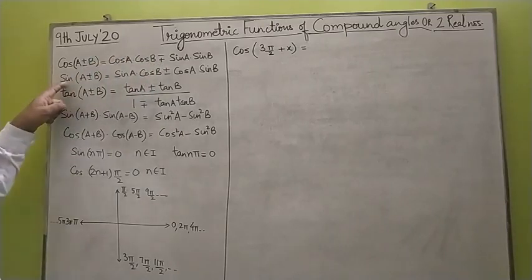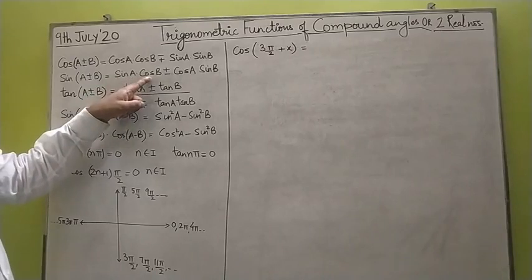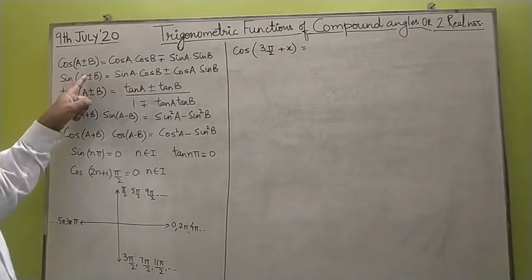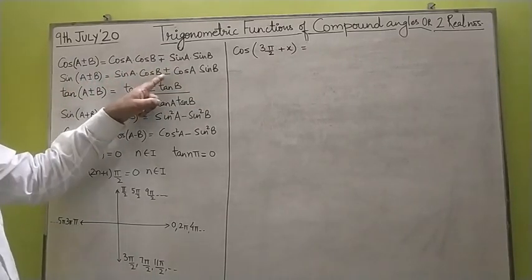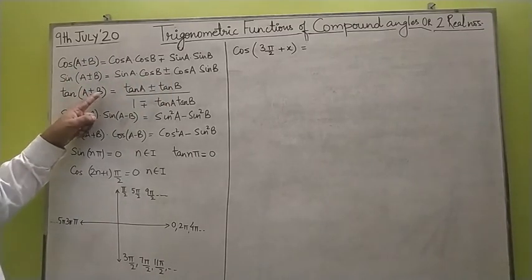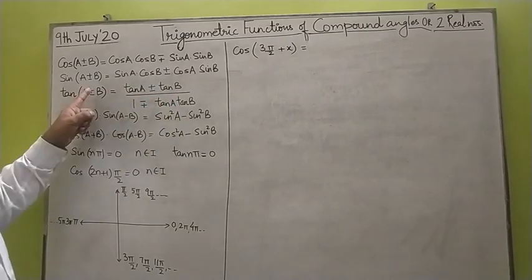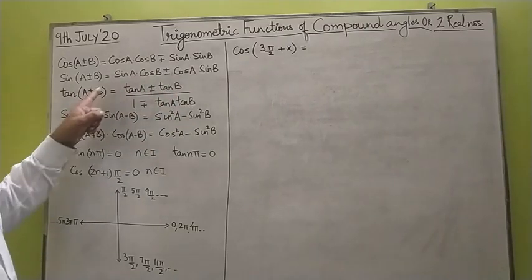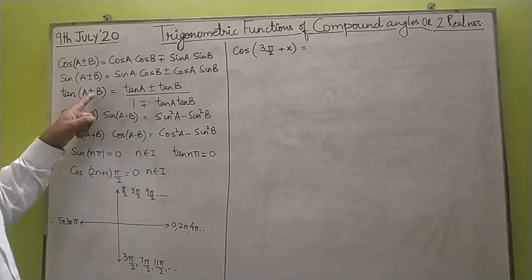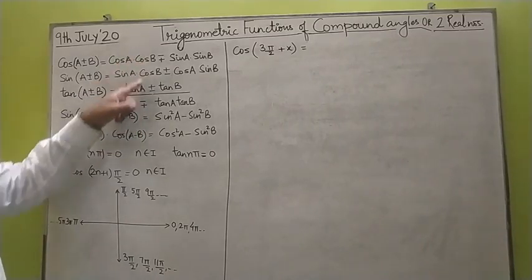In the same way, sin of a plus b and sin of a minus b is sin a cos b, cos a sin b. With plus, it will be plus, and with minus, the sign will be minus. Similarly, tan of a plus b or tan of a minus b will be tan a, tan b over 1, tan a tan b. With plus, the numerator will be plus and the denominator will have minus. And if it is tan of a minus b, then the numerator will be minus and the denominator will be plus. That is the way you can learn the formula.